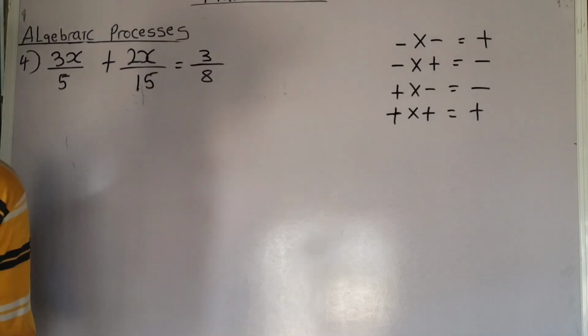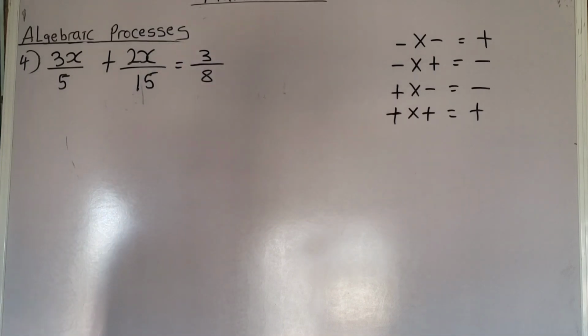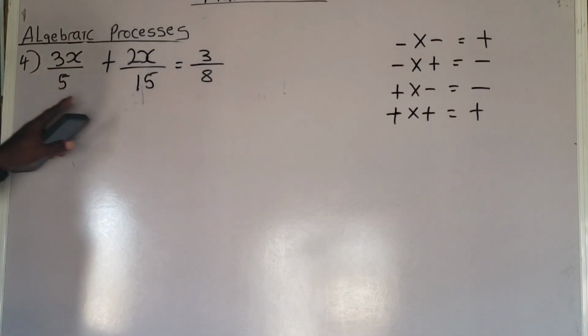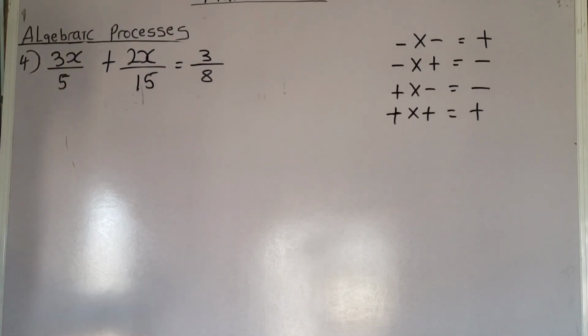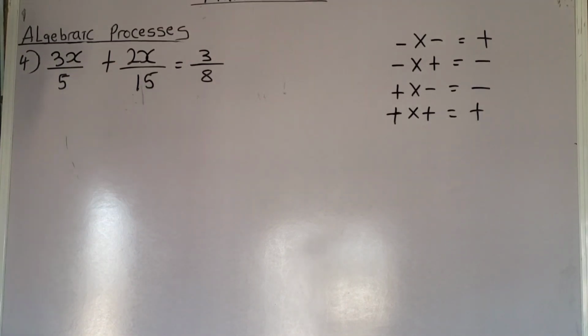That is, the lowest number that both can go into, not just any ordinary number. Of course, you can choose any number, provided that 15 and 5 can go into that number. But for the sake of simplicity, let's choose the lowest number. What is the LCM of 5 and 15? The LCM here is 15, because that is the lowest number divisible by both 15 and 5. So the LCM is 15.